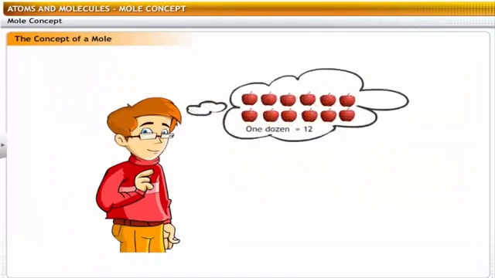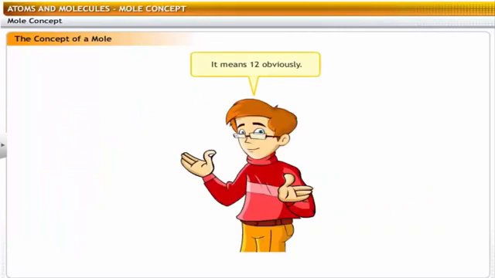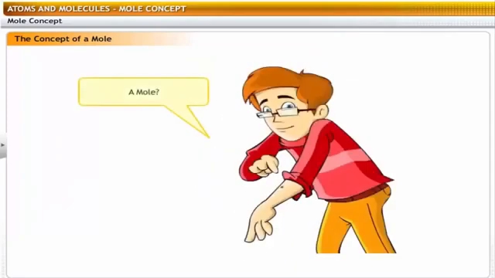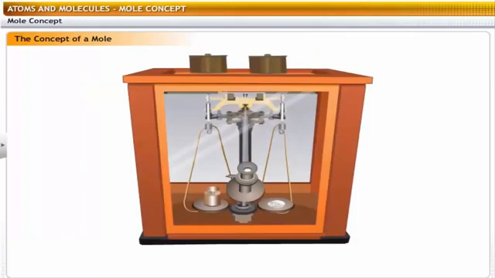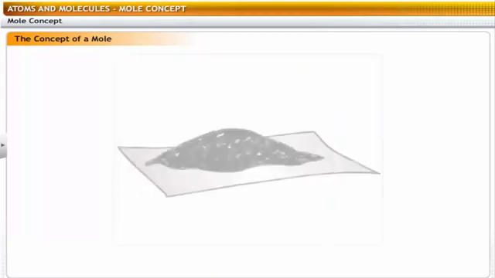For example, when your mother asks you to get a dozen apples, how many would you get? It means 12, obviously. Similarly, a mole is also a constant and a definite number like a dozen. A mole. Scientists, after a series of experiments, concluded that 1 mole of any substance contains 6.022 multiplied by 10 to the power of 23 number of atoms.